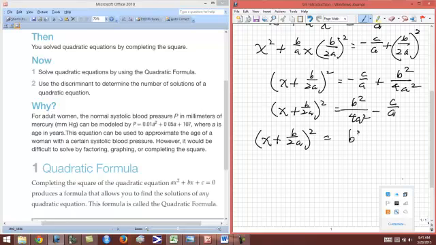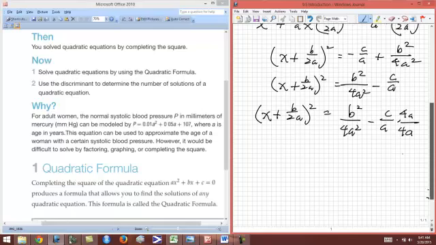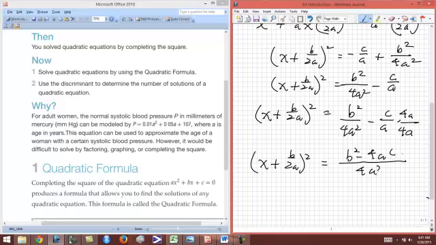So we're going to have b squared over 4a squared minus c over a times, and we have to multiply it by what's missing from the denominator, so 4a over 4a. Okay. All right, so we have x plus b over 2a squared equals b squared minus 4ac all over 4a squared.